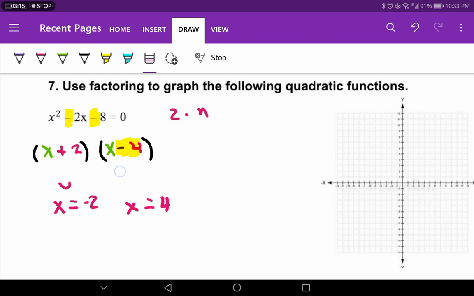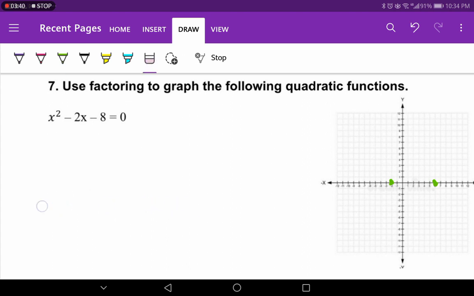So we find what this means for graphing. The x equals negative 2 and the x equals 4. That means the graph will cross or pass through the x-axis at negative 2. Where is negative 2, my dear student? Yes, this is here. And where is 4? It is here. This is the graphing.